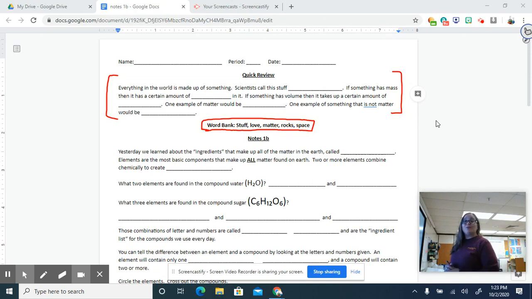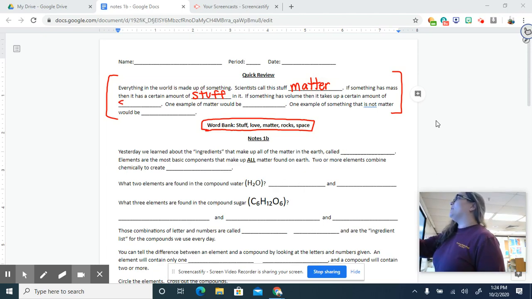Pause the video. Okay, you got your answers. Here we go. Everything in the world is made up of something. Scientists call this stuff matter. If something has mass, then it has a certain amount of stuff in it. If something has volume, it takes up a certain amount of space.